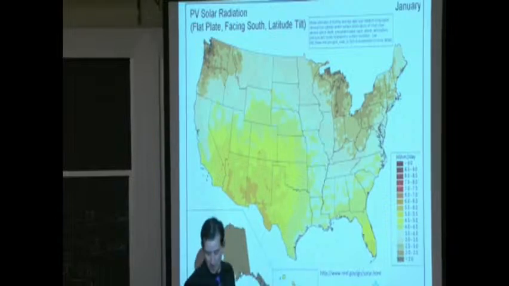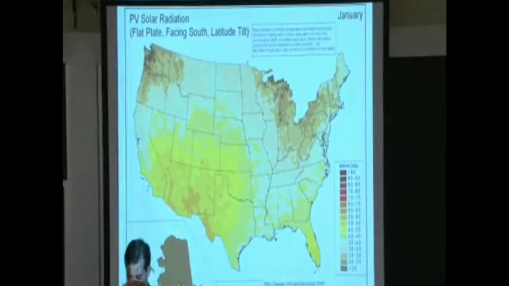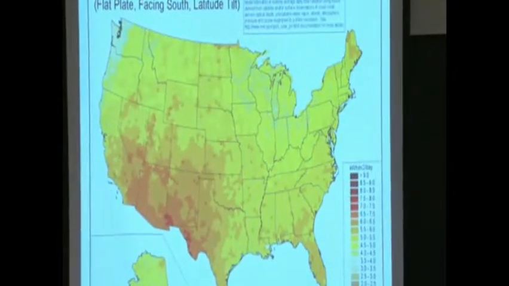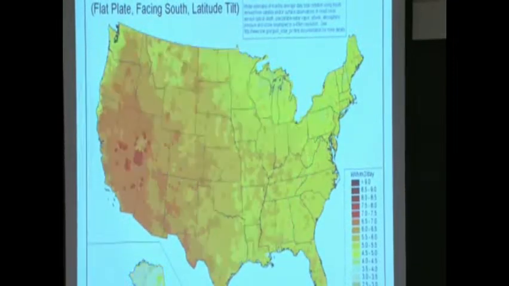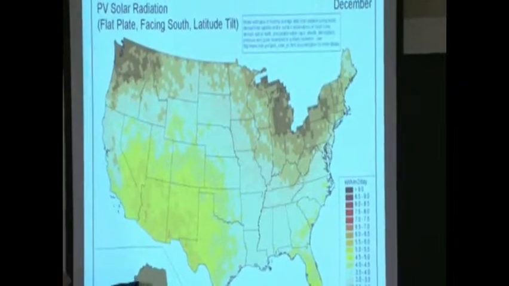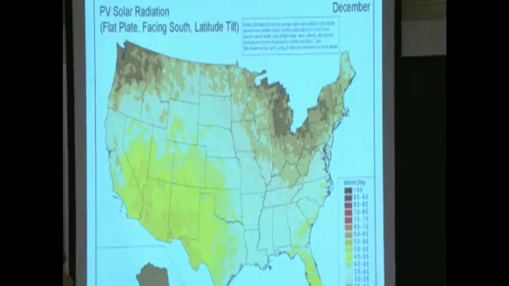And so this is in January, and this is all in the same color scale as we move through the months. So we'll move from January to February to March, April, May, June, July, August, September, October, November, December. So you can see across the United States how the resource is distributed geographically. The general trend that as you go from south to north, you have a decreasing solar resource holds. You can also see the influence of local weather patterns as well for the same latitude.